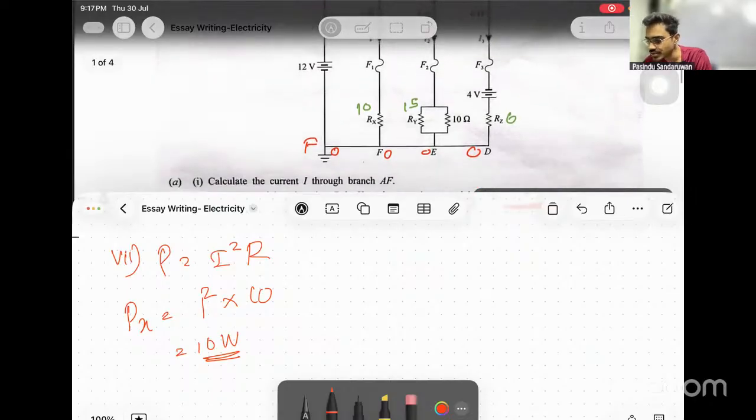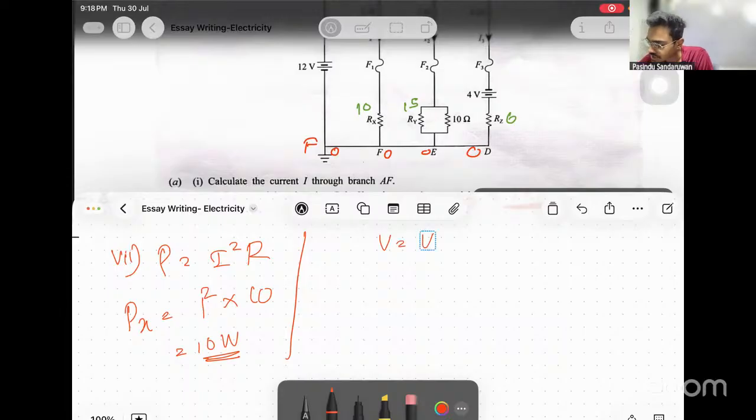Then total current is known. I2 is known. I2 is 1 ampere. And we know Ry and 10 are parallel, right? Either you can apply the current divider, or else equate these potentials.